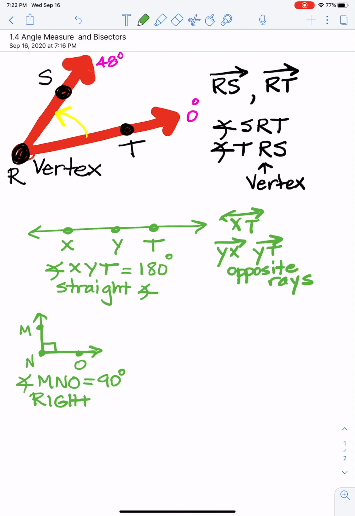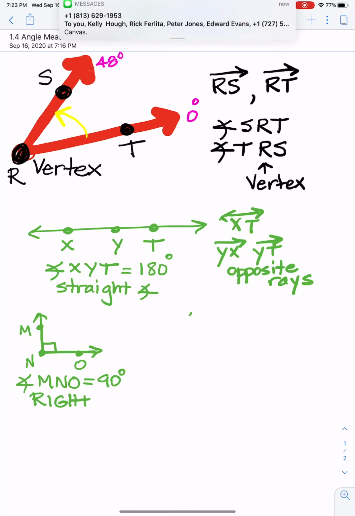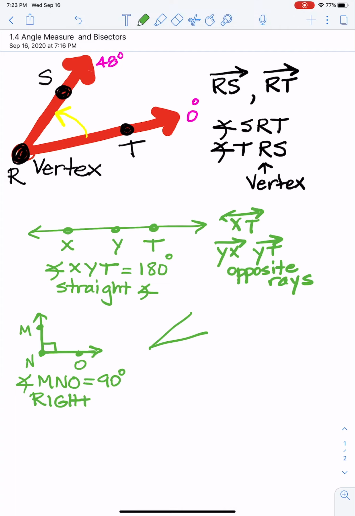Okay. You also could refer to other angles at different sizes. You can refer to this as an acute angle. We'll call this one LMN. Acute angles go from 0 degrees up to 90.